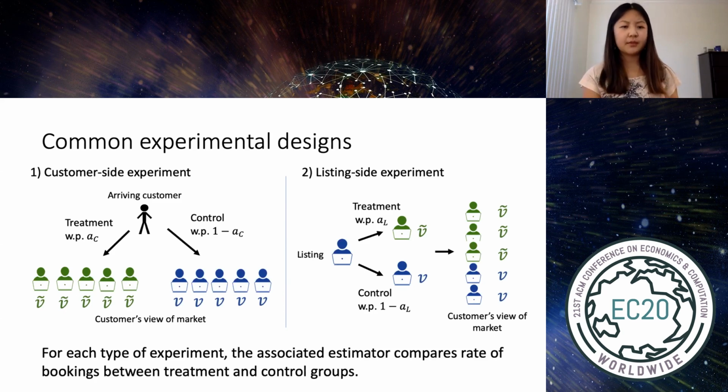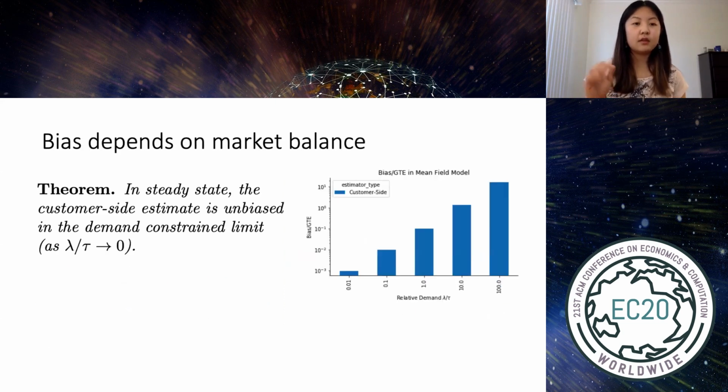For each type of experiment, there's a very natural associated estimator that just compares the rate of bookings between the treatment and control groups. And we'll look into the performance of these experiments. This is the first result that we find.